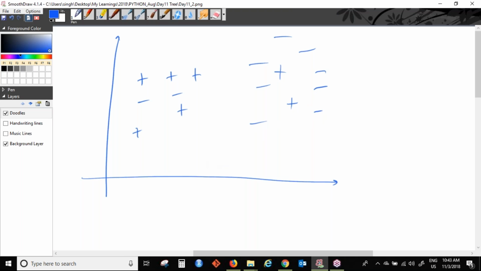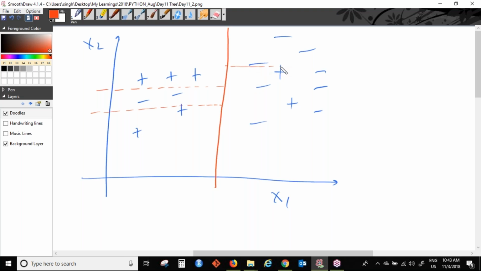Let's say I have this data, x1 and x2, and these are my y. Now if I go on splitting here, I'll create my first split here, right? Then I can say that this is a minus and this is a plus, right? But I see two pluses here. So what I will do, I'll create further splits which will look something like this, right guys?